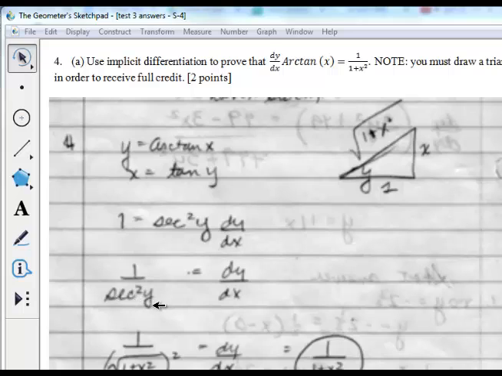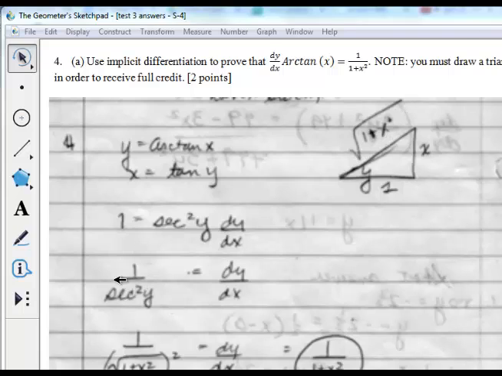Well, now this is where we really need to use the triangle again, because we want to say, what is the secant squared of y? So the secant, again, is 1 over the cosine. So we need to figure out what the cosine is. Well, the cosine is adjacent over hypotenuse. In this case, we're going to have to use the Pythagorean theorem in order to determine the length of the hypotenuse. So doing that, we get x squared plus 1 is equal to h squared. So h is equal to the square root of 1 plus x squared.